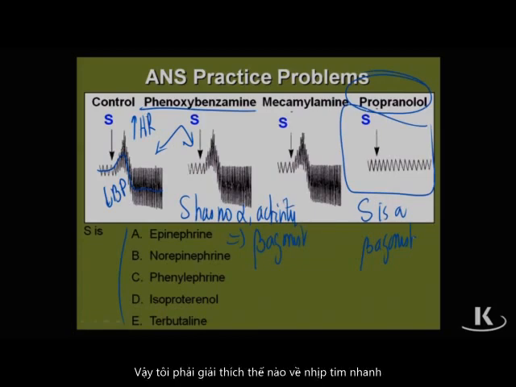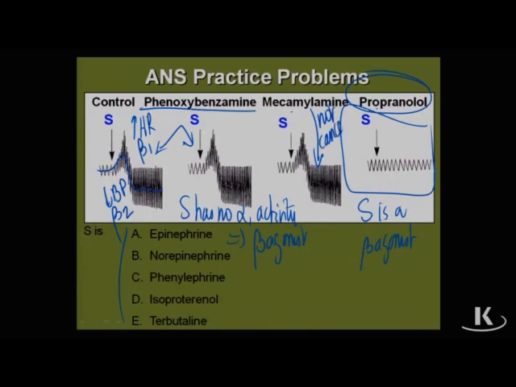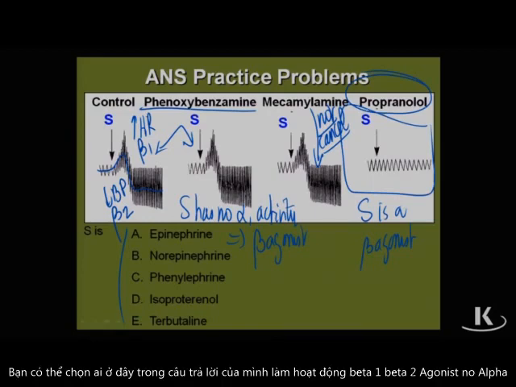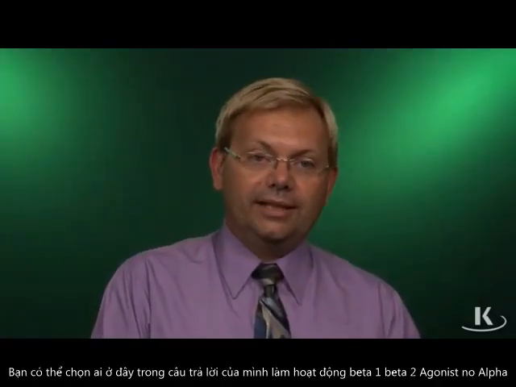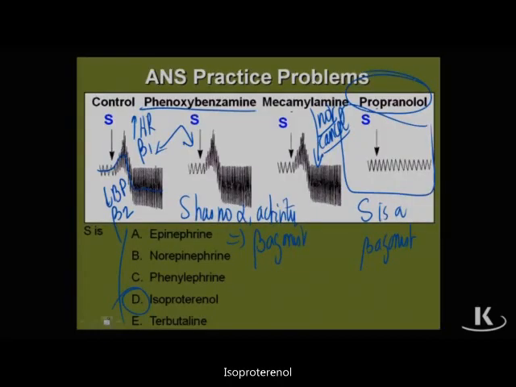So how do I explain the tachycardia? Must be beta 1. The hypotension must be beta 2. If you're worried about the tachycardia being a reflex, mecamylamine does not cancel the actual tachycardia. And if mecamylamine does not cancel the tachycardia, it is not a reflex. It's truly the beta 1 effect of the drug. Who can you choose here in your answers as a beta 1, beta 2 agonist? No alpha activity. Your best choice, isoproterenol.